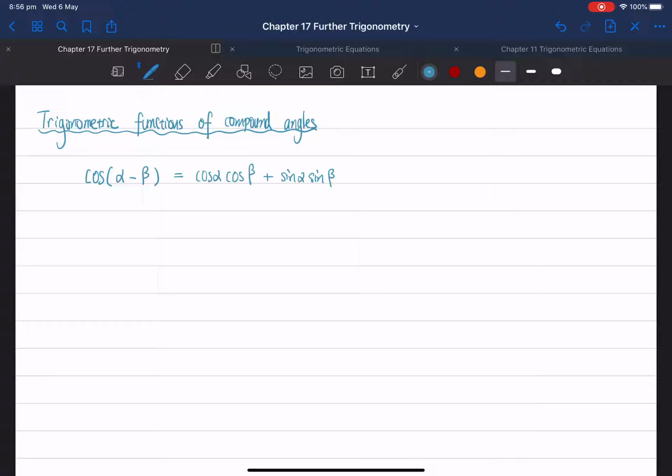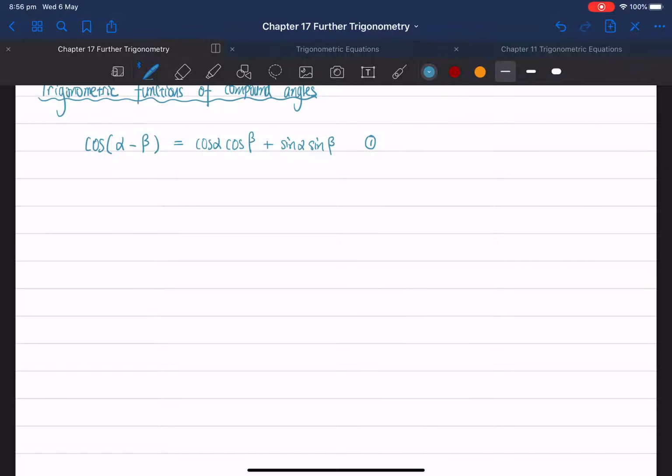You do need to memorize the formula because later when you're solving equations, when you're solving trigonometric identities, you need to know how to expand. Okay, you need to know how to expand this cosine bracket alpha minus beta. Right, so this is the first formula I would like to prove, and then from here we can derive more formulas. Okay, so let's start from there.